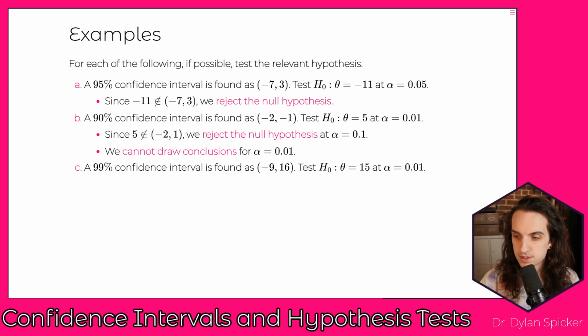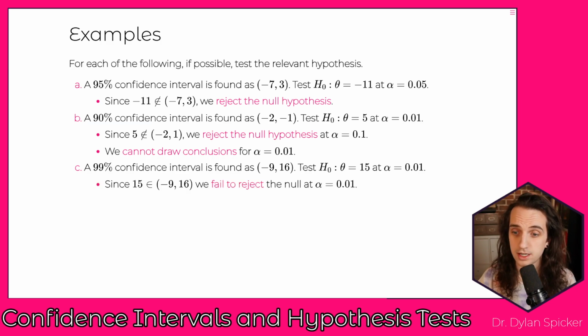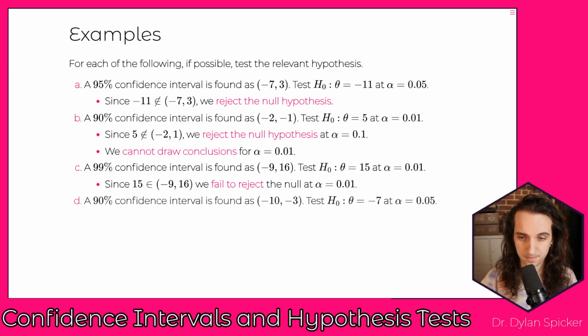We can look at this 99% confidence interval. It's -9 up to 16. We want to test, is the parameter equal to 15 at the 1% level of significance here? In this case, 15 does fall inside of this interval, right? And so because it's inside the interval and we have agreement between the confidence level and the alpha, then we fail to reject the null. So since 15 is in the interval, we fail to reject the null.